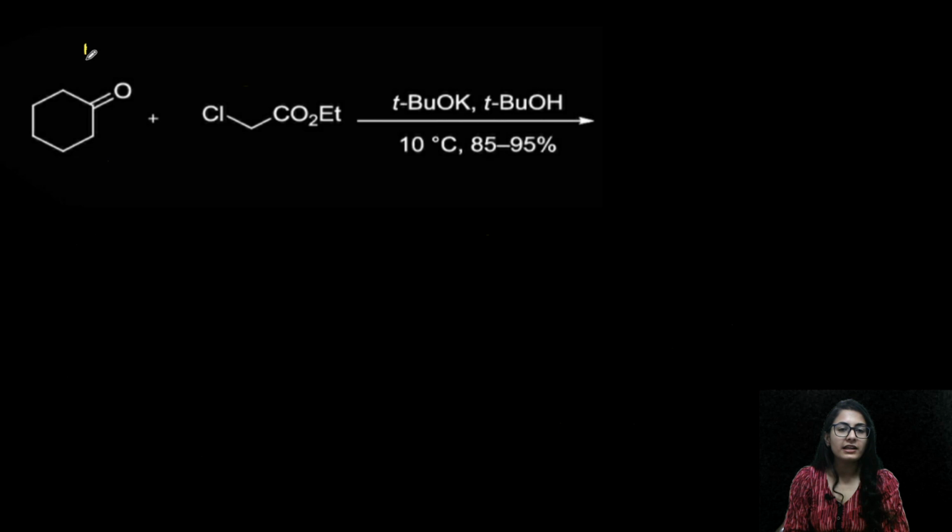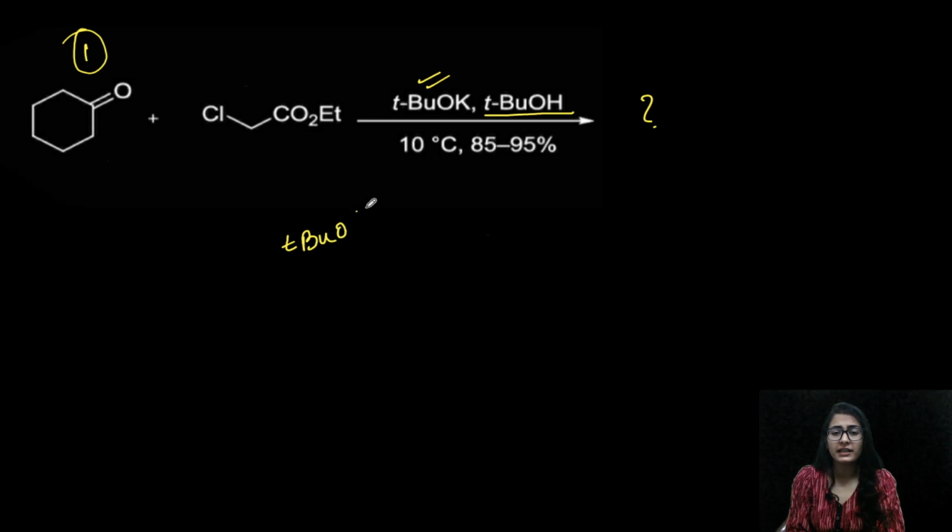Alright, so here I have taken example number 1. So what is going to be the product over here? As you have already predicted, I had posted this one in the community last night, and you have already predicted very nicely that this is going to be Darzin glycidic ester condensation. So now you have tertiary butoxide in the presence of tertiary butanol like this, the alcohol. So basically you are having a very bulky base, and a very strong base. Now there are two possibilities of enolate formation.